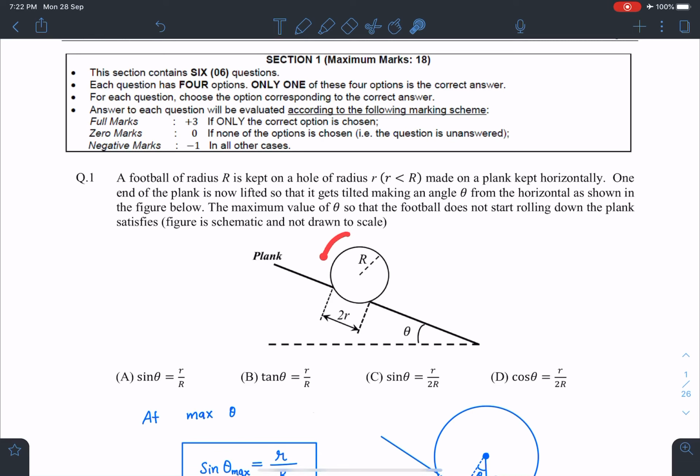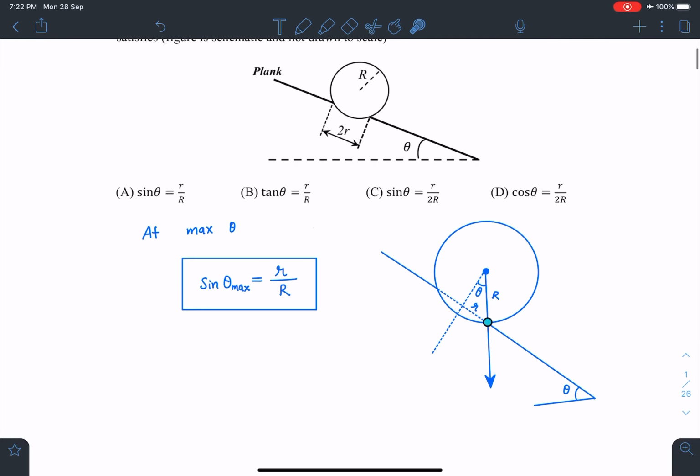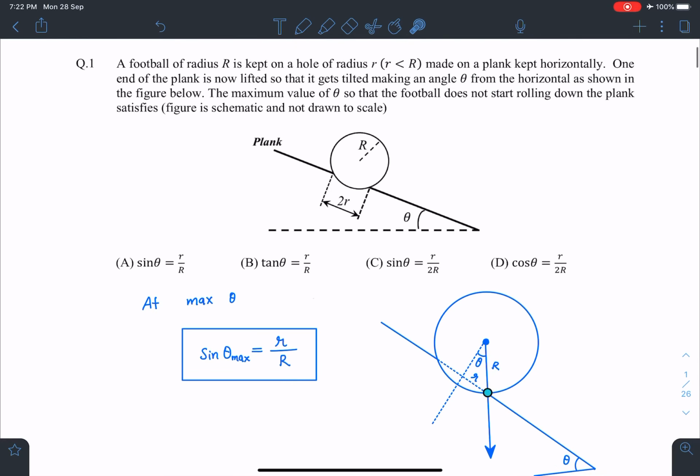So this sphere is kept in this gap, and the size of this gap is given. It's a circular hole present here. Its diameter is 2r. So we have to find out the condition, the maximum value of theta, so that it doesn't roll over it. Okay, so let's discuss this. So it's a relatively simple problem compared to other problems in the paper.